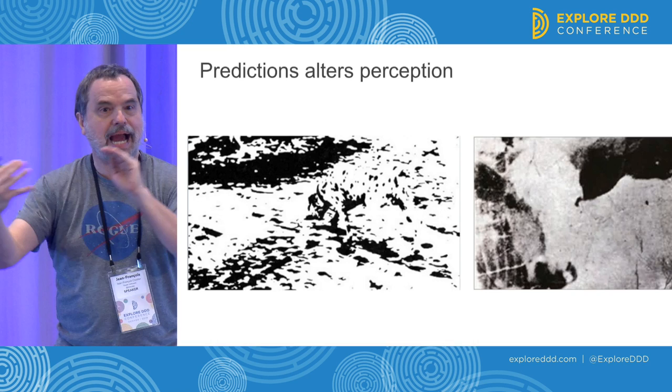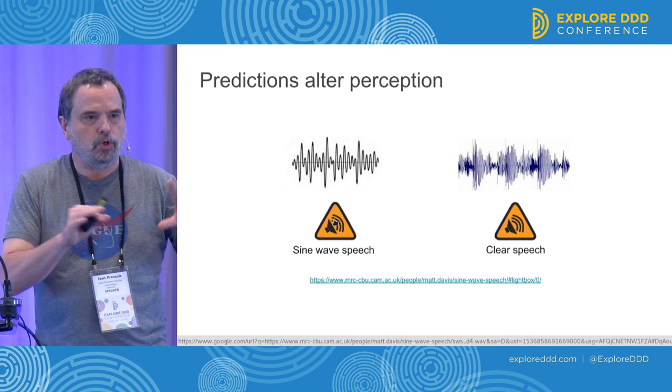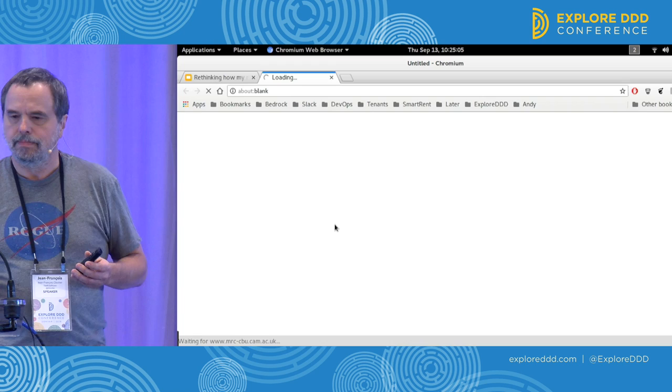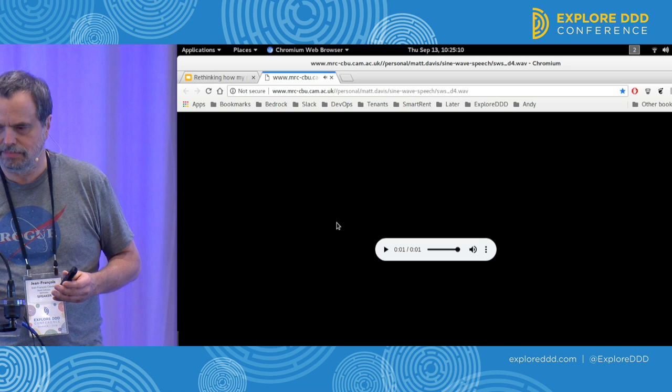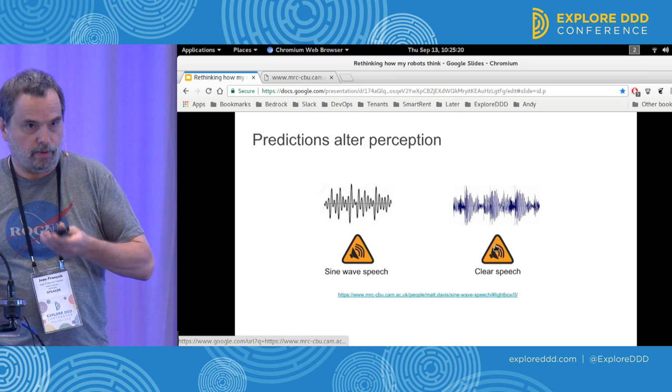That's visual. Now, if you look in the auditory realm, if you listen to speech from which you remove all the details, so-called sine wave speech, see if we can make sense of it the first time. Let's listen to it again. Okay, fine. Now let's listen to that speech with the full signal.